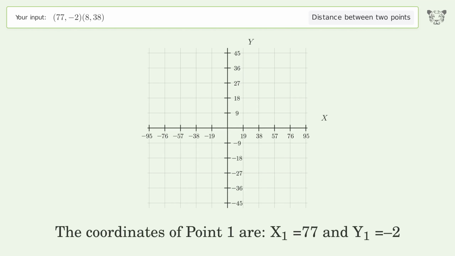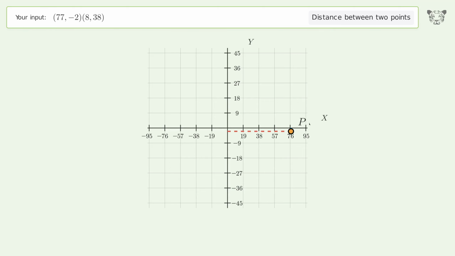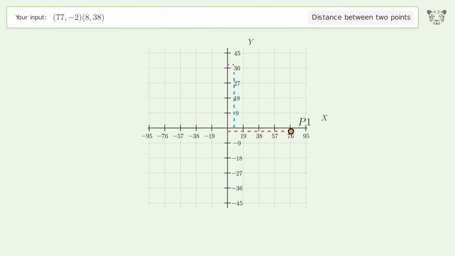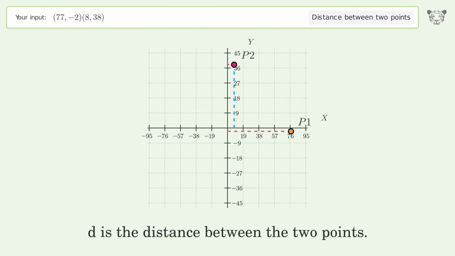The coordinates of point 1 are x1 equals 77 and y1 equals -2. The coordinates of point 2 are x2 equals 8 and y2 equals 38. D is the distance between the 2 points.